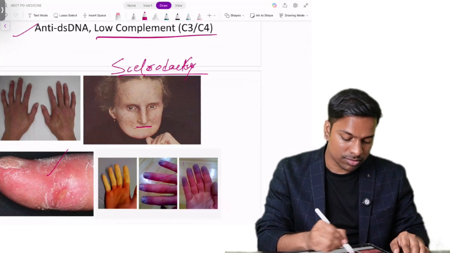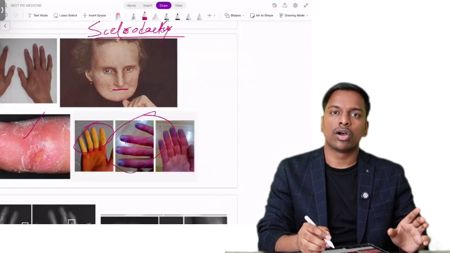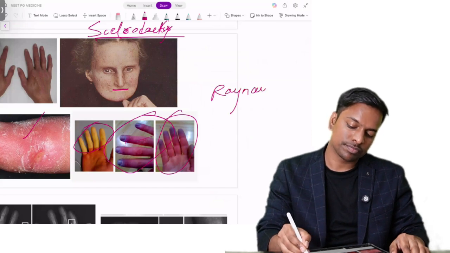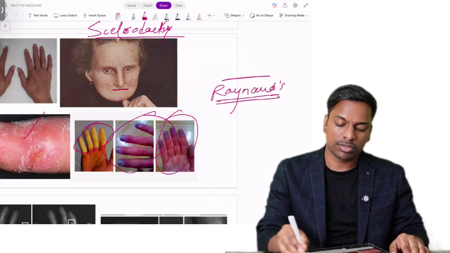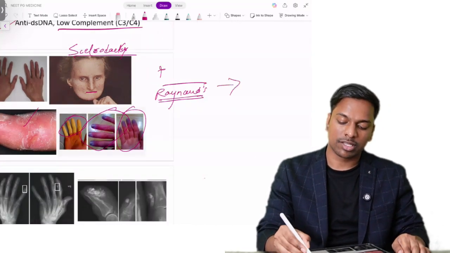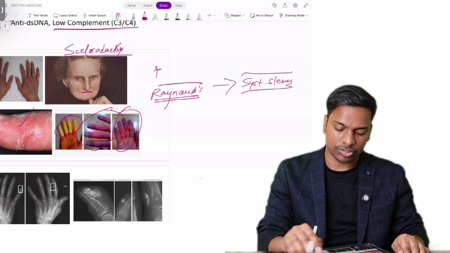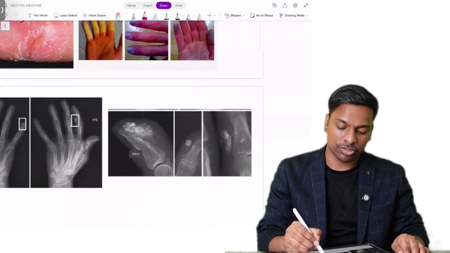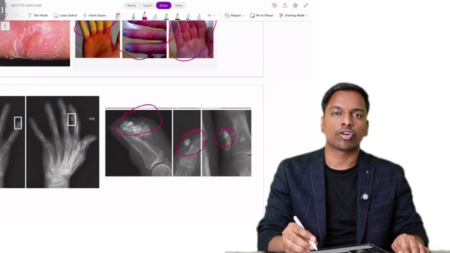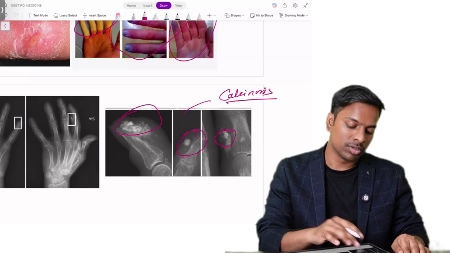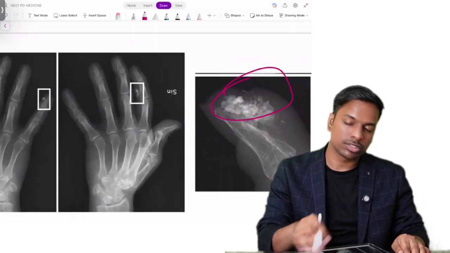And this is what happens after you touch a cold object. That is your Raynaud's phenomenon. Now, sclerodactyly with Raynaud's phenomenon, the disease has to be nothing but systemic sclerosis. Apart from that, these are also a few things. You can see the calcium deposition around the joints, right? This is called calcinosis. Here also you can see this type of calcinosis.